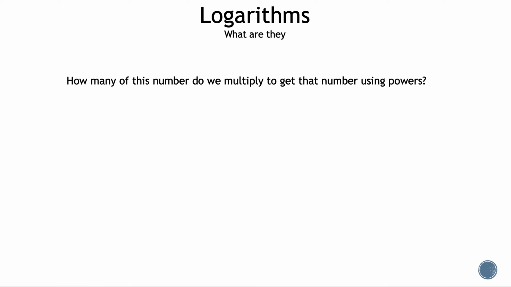So, what are logarithms? First, let's start with the question. How many of this number do we multiply to get that number using powers? Keep that in mind. First, let's start with one 2. Now two 2s, three 2s, four 2s, and finally five 2s. What does that equal? 2 to the 5, or 32. Let's make it a little cleaner by writing just 2 to the 5 is equal to 32.